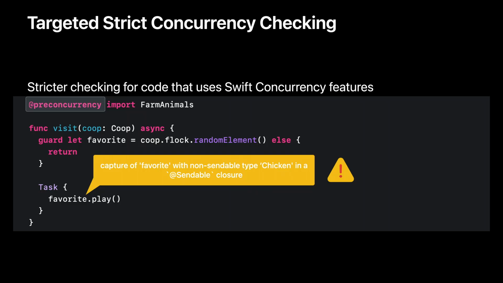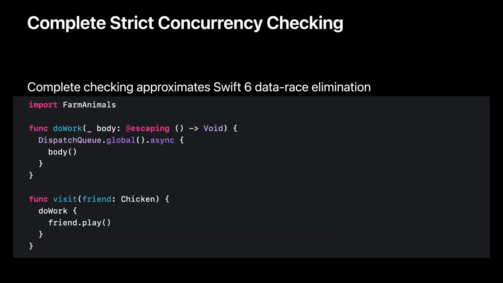However, if you'd like to see everywhere that races could occur, there is one more option: complete checking. Complete checking approximates the intended Swift 6 semantics to completely eliminate data races. It checks everything that the earlier two modes check, but does so for all code in the module.